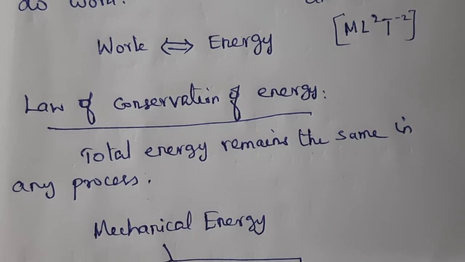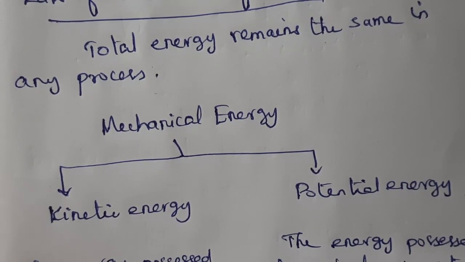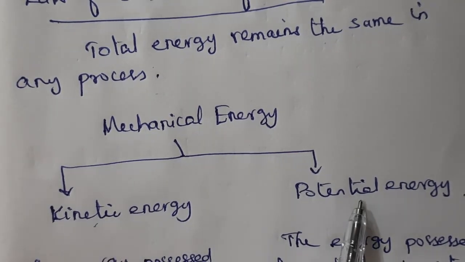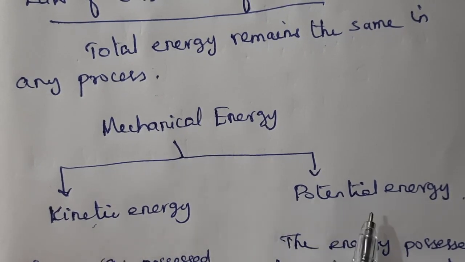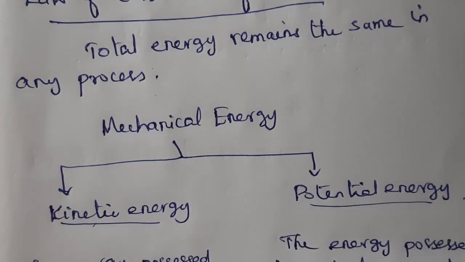Okay? Mechanical energy. What is mechanical energy? The energy of an object due to its motion or its position. That is the sum of the kinetic energy and potential energy. We can call it the mechanical energy. So mechanical energy is classified into two, that is kinetic energy and potential energy. So what is kinetic energy? What is potential energy?